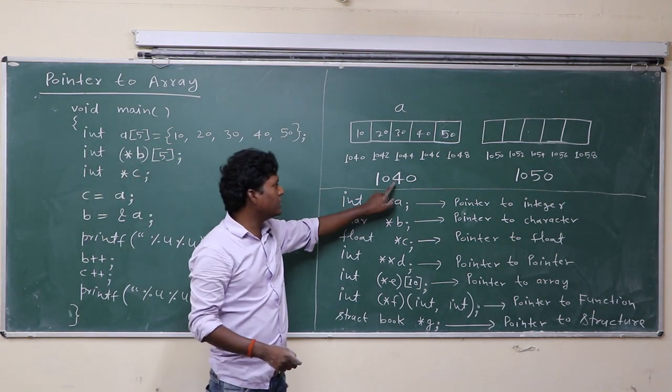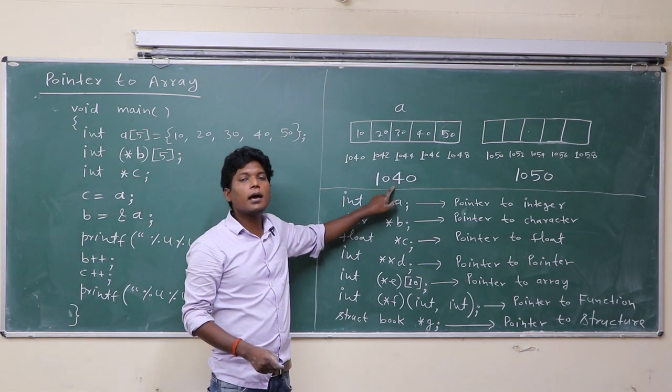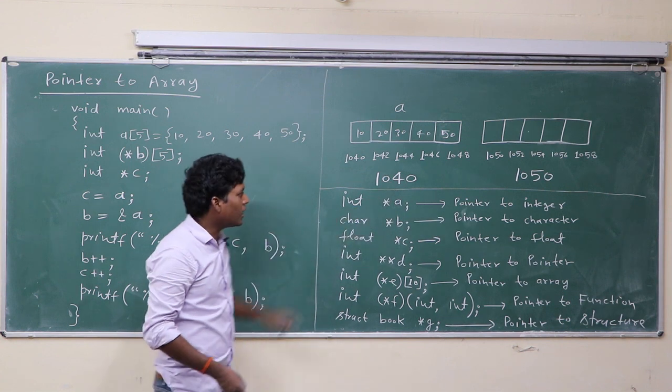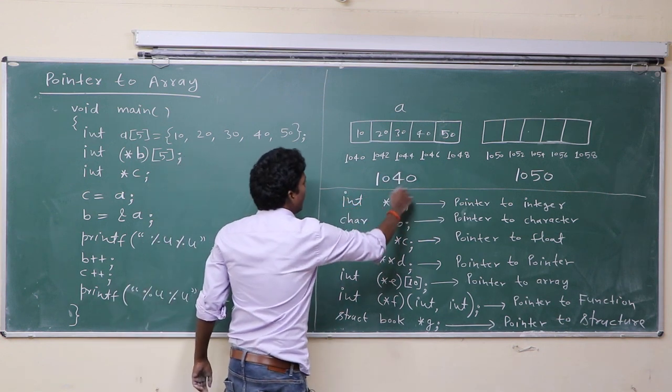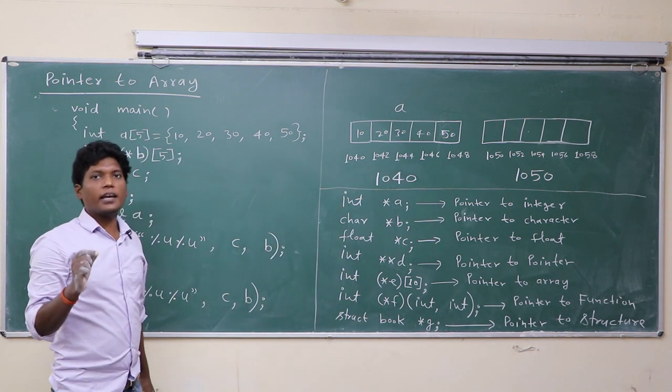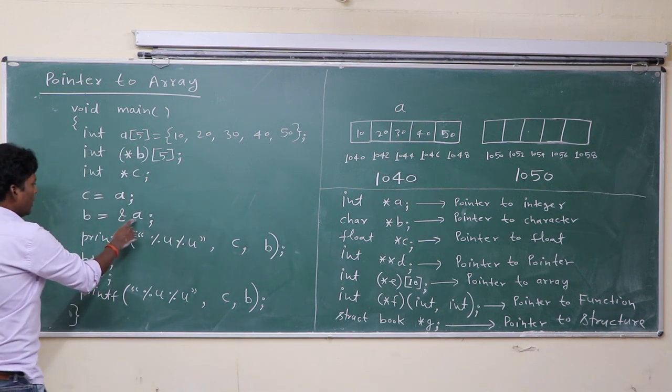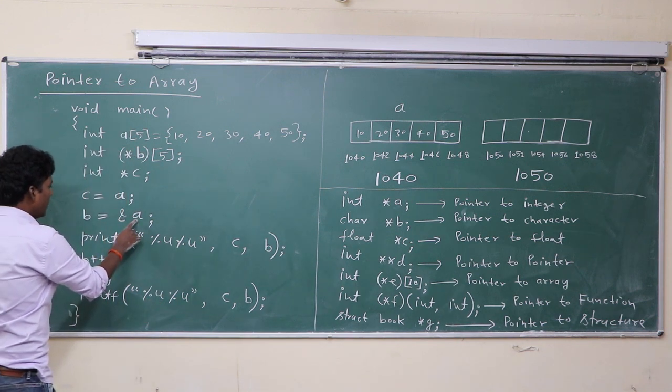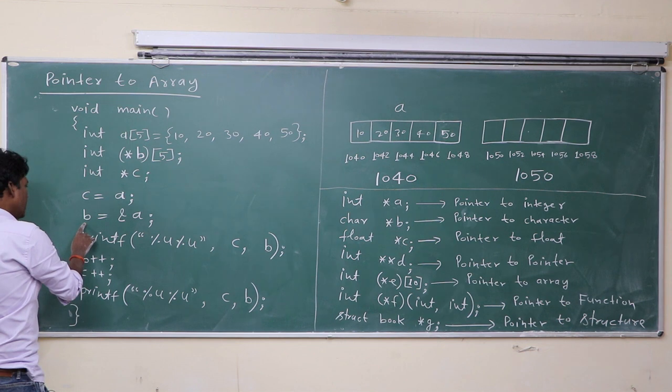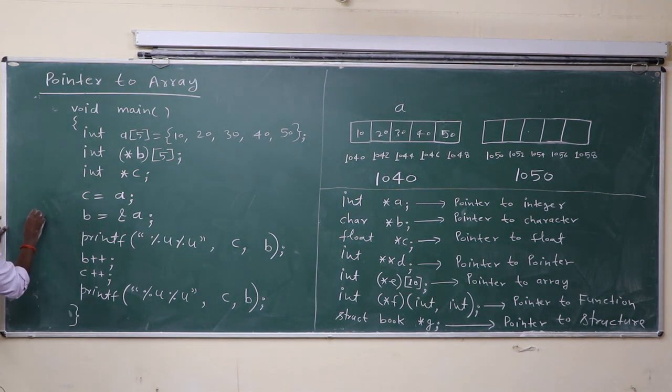And B = &A. &A is basically this. This is the &A. Okay class, the overall address is basically &A. So here &A is assigned to B. B has 1040, and C has also 1040.